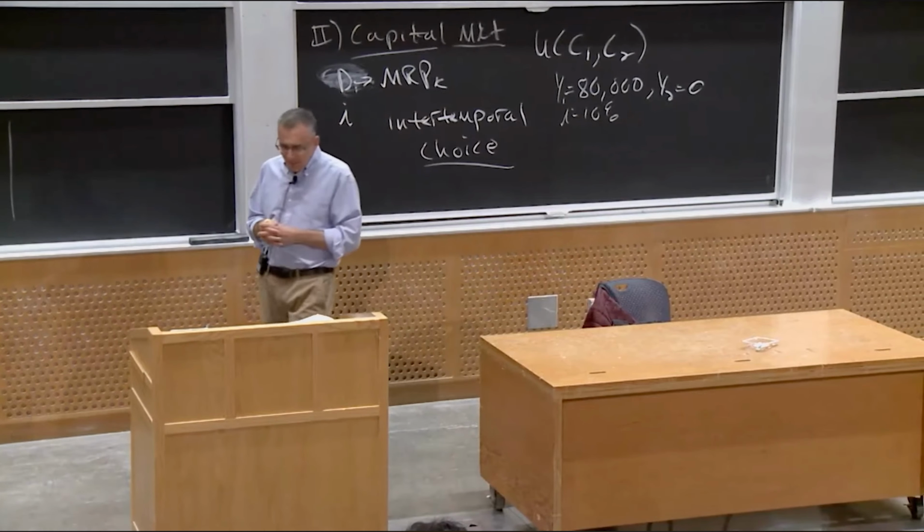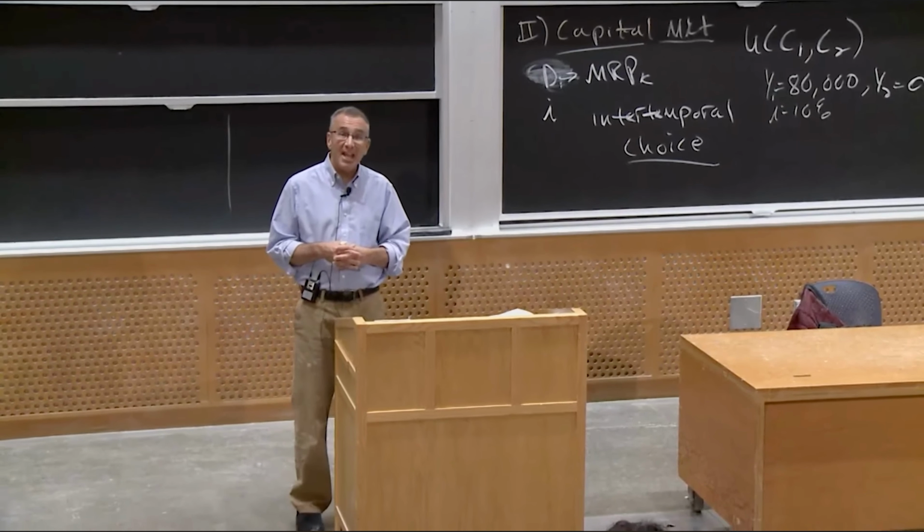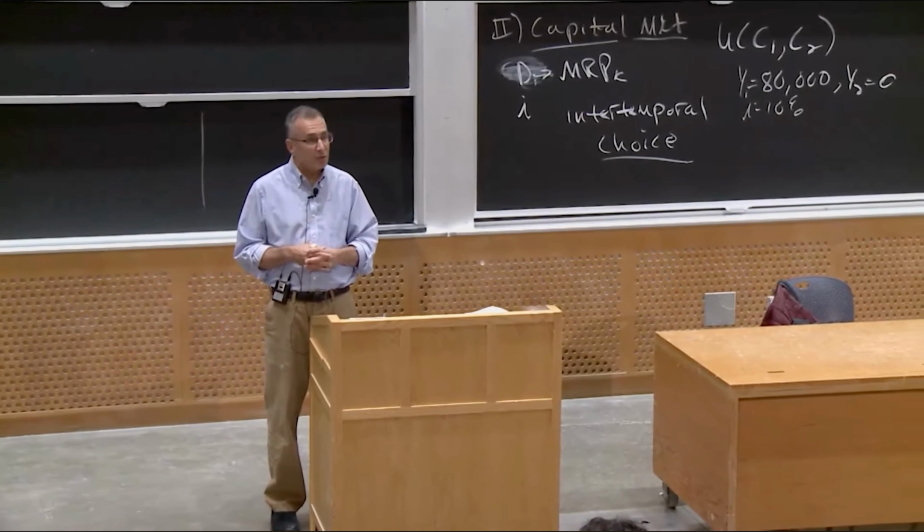Well, you can see that in figure 16.7. Figure 16.7 has my first period consumption on the x-axis and my second period consumption on the y-axis. One option would be to consume everything in year 1 and nothing in year 2. That's not very attractive. The other option is to consume nothing in year 1, in which case I would have 88,000 in year 2. Why?